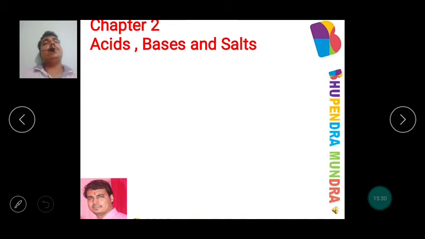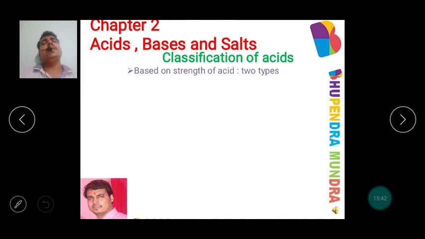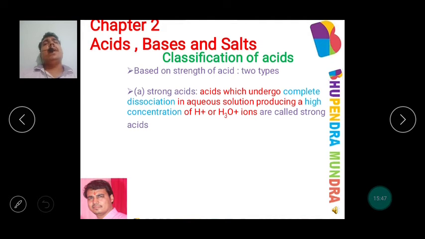Next one, the point here is classification of acids. Acids can be classified into two or three subgroups based on the strength of acids. First one, strong acids: acids which undergo complete dissociation in aqueous solution, producing a high concentration of H plus or H3O plus ions, are called strong acids. Few examples of strong acids are HCl, HNO3 and H2SO4.